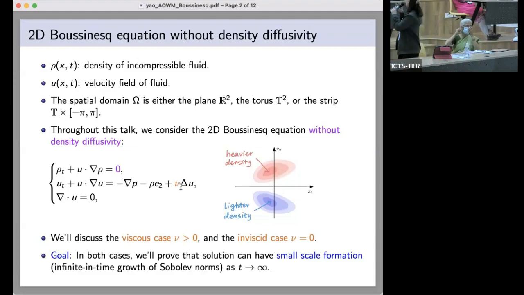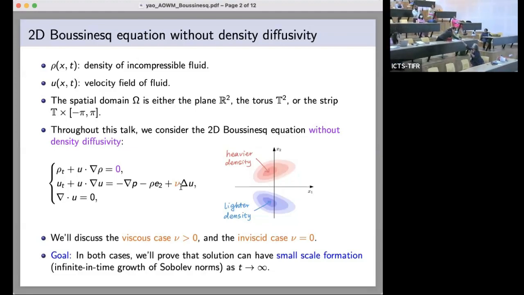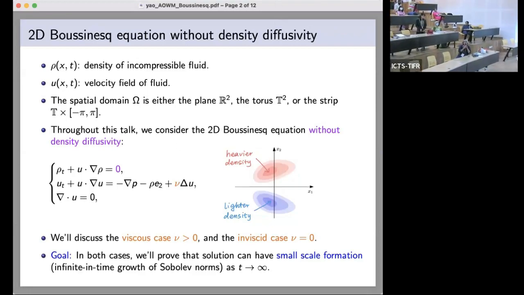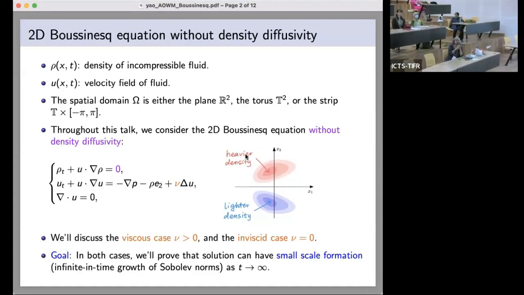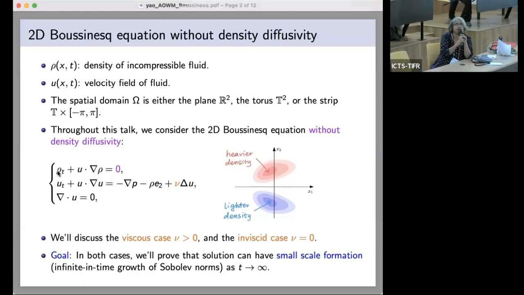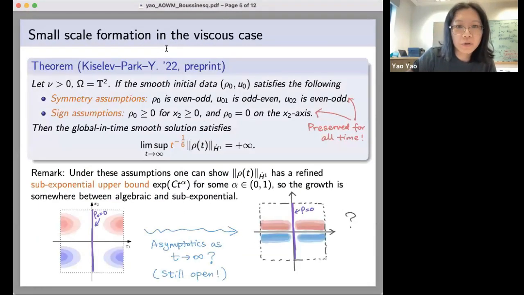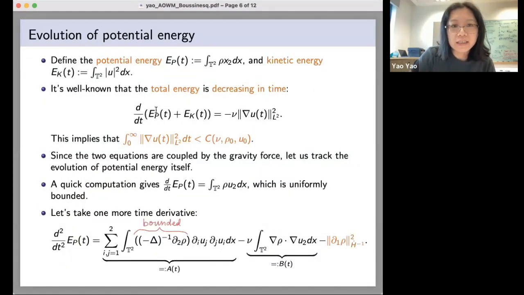Are there any questions? So this Boussinesq equation, does it have some conserved quantity? You mentioned kinetic energy at some point. What are the other conserved quantities? Yes. So there is one monotone quantity, which is that the total energy is monotone.